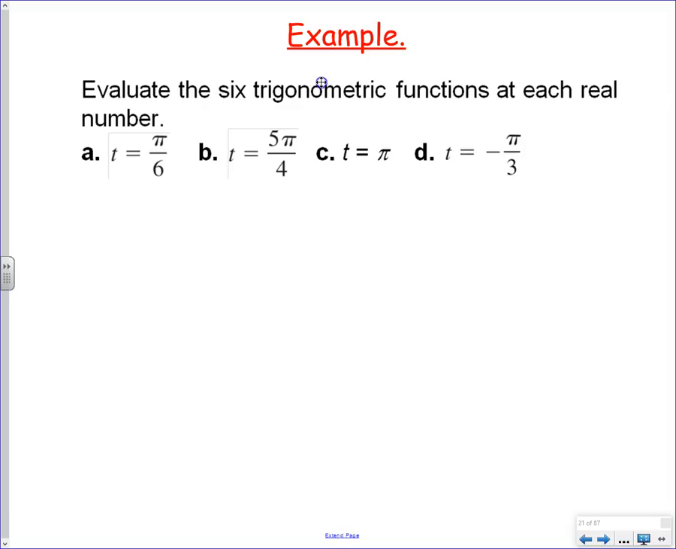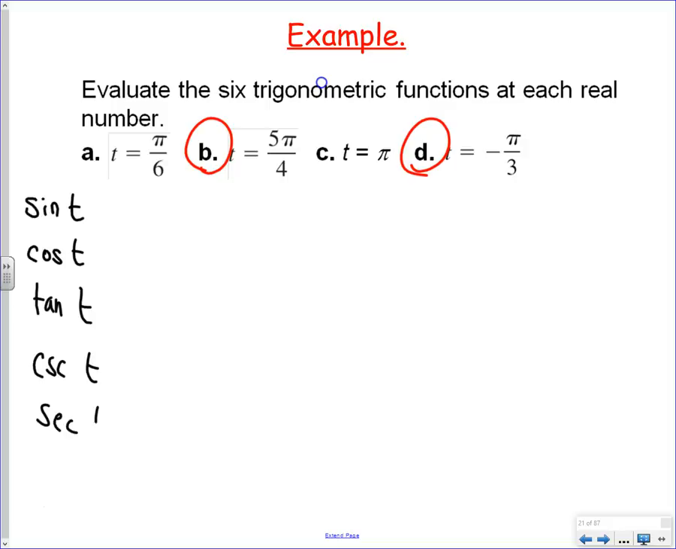Ready? Evaluate the six trig functions at each real number. Now let's not do all of them. Let's do letter B and letter D. Well, I guess C is good too. We'll do B and D. The six trig functions, what are they? I'm going to write them over here to the side, that way we just have to fill them in like a little baby table. So I'll do sine of t, cosine of t, tangent of t, then cosecant, secant, cotangent.